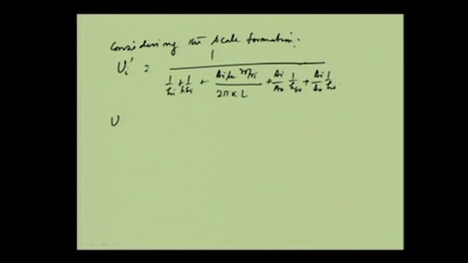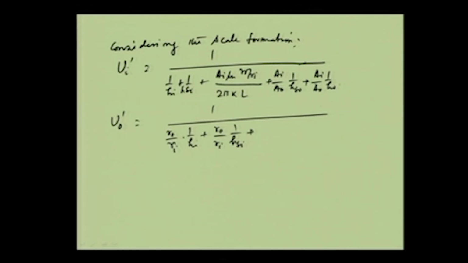And then Uo dash would be 1 by Ro by Hi into 1 by Hi. This is in terms of radius now. Similarly, if I write in terms of radius, this will be plus Ro by Ri into 1 by Hsi, Ro by Ri in terms of radius, Ro by Ri into 1 by Hi plus Ro by Ri into 1 by Hsi.